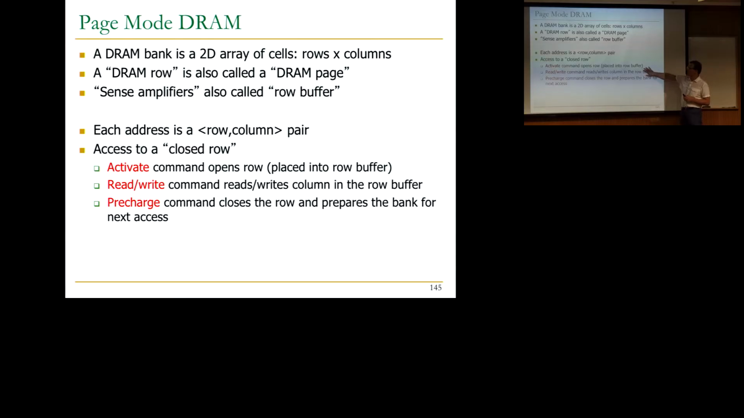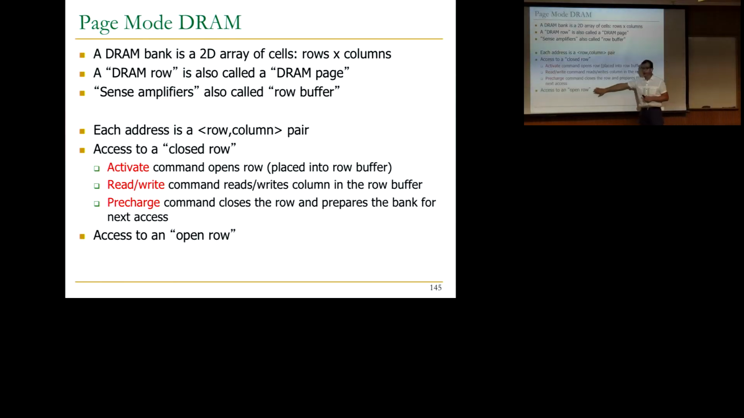And then once you're done with the reads or writes, if you want to access something else, you need to first pre-charge the array, the bank, which closes the row and prepares the bank for the next access. Essentially, these are commands: activate, read, write, and pre-charge. These are commands that you send to the DRAM chip.